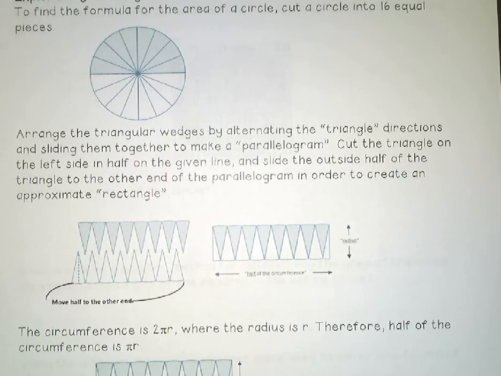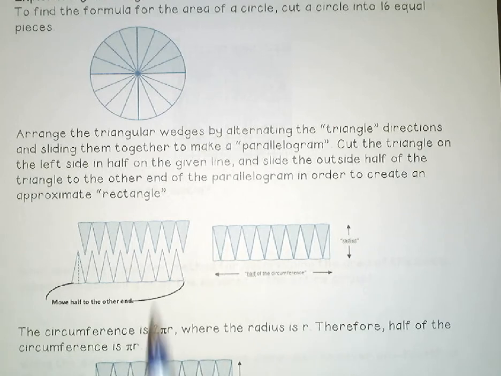Arrange the triangular wedges by alternating the triangle directions and sliding them together to make a parallelogram. Cut the triangle on the left side in half along the given line and slide the outside half of the triangle to the other end of the parallelogram in order to create an approximate rectangle.